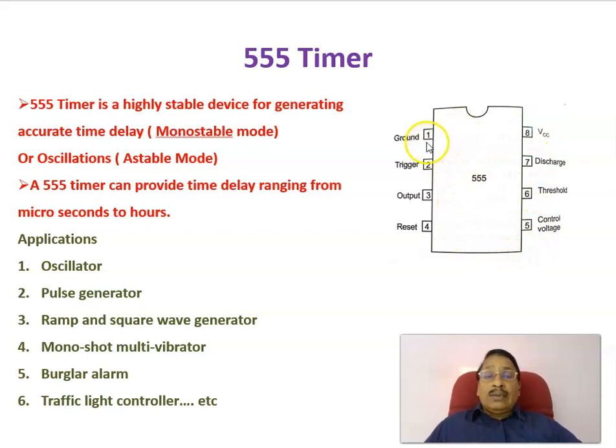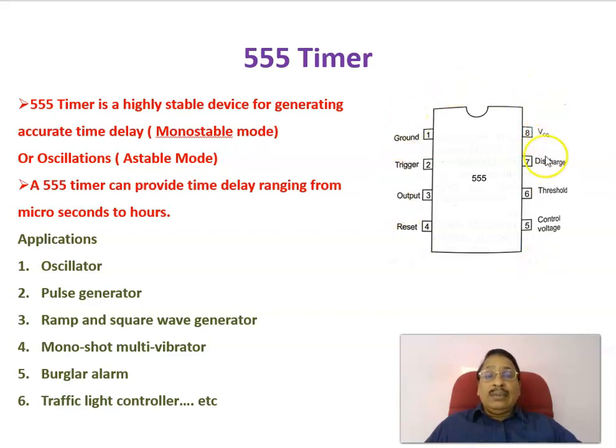Pin number 1 is the ground, 2 is the trigger, which I will be explaining later, and 3 is the output where we get the output. And 4 is the reset pin, and control voltage is pin number 5, and threshold is number 6, 7 is discharge, and number 8 is VCC.